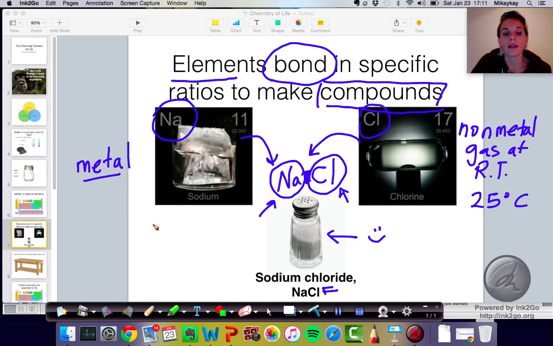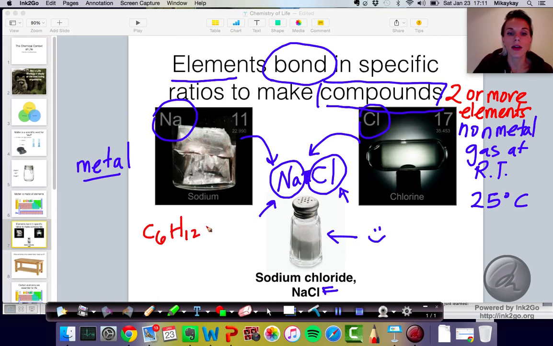And it turns out that you don't always have just two things coming together, right? A compound is made out of two or more elements connected together with bonds. So you might remember a compound from your biology classes before, C6H12O6, which is glucose. Sometimes we just call it sugar, but you'll learn much, much more about glucose.